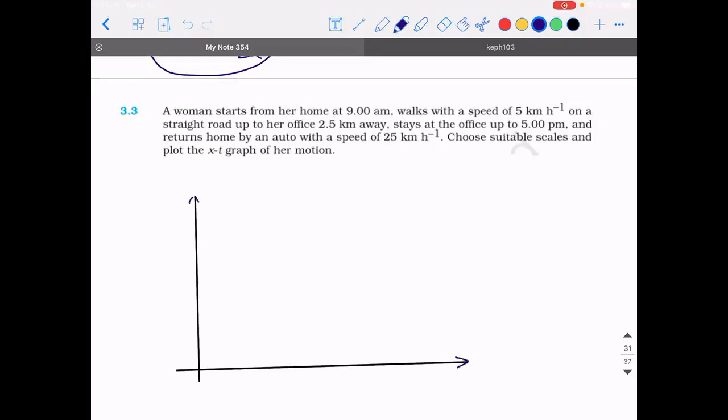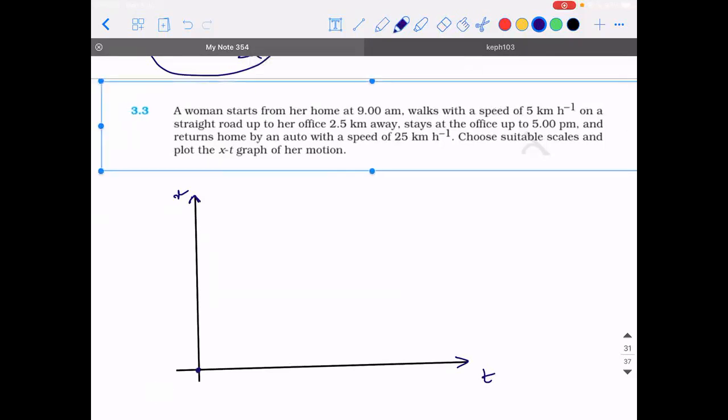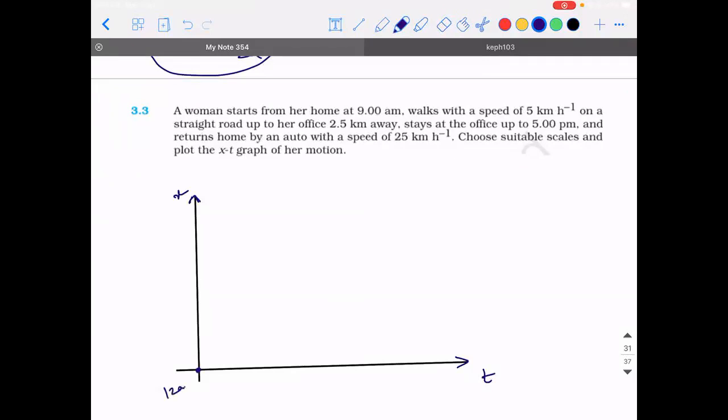So, time. And let's say it's a displacement time graph, X versus time. Okay. So the woman starts from her home at 9 a.m. Let's say this is 12 a.m., for instance, let me call this 12 a.m. So 9 a.m. is somewhere over here. Okay, till 9 a.m. she was at her home. Accepted?